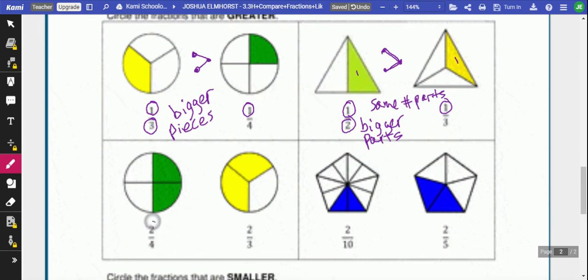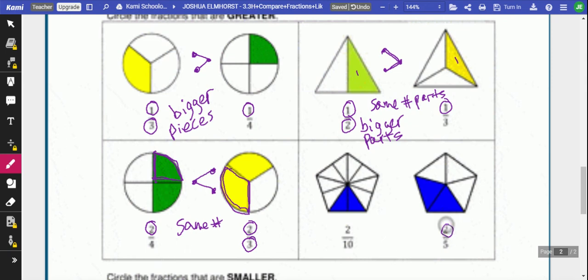So now let's take a look at this one. So here we have the same number of parts on top, same number of parts, but 3 is cut up into bigger pieces. So if we look right here, the fourths are going to be a smaller piece than the thirds. We can visually see that here. So these pieces here are going to be greater than the 2/4. 2/3 is going to be greater than 2/4.